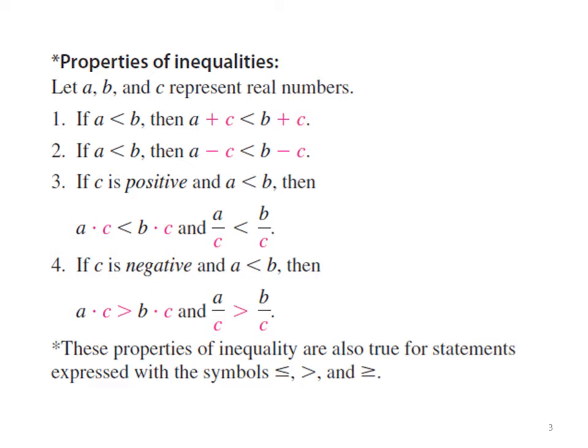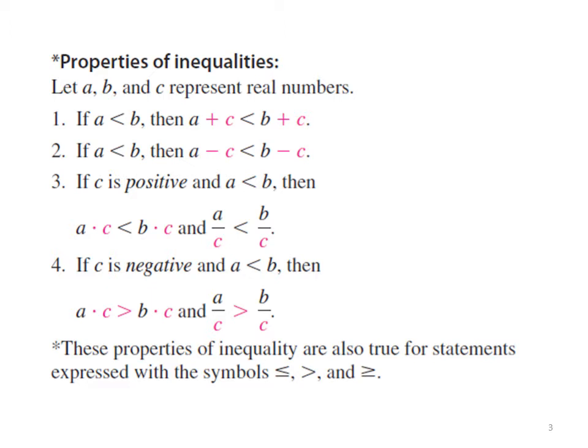Now if c is negative, then that changes the direction of the inequality. Assume c is negative and a is less than b, then a times c is greater than b times c. Here we started with a less than b, but by multiplying by a negative number, that changes the direction of the inequality. The same thing for division. We started with a less than b. If you divide by a negative number, you have a over c is greater than b over c.